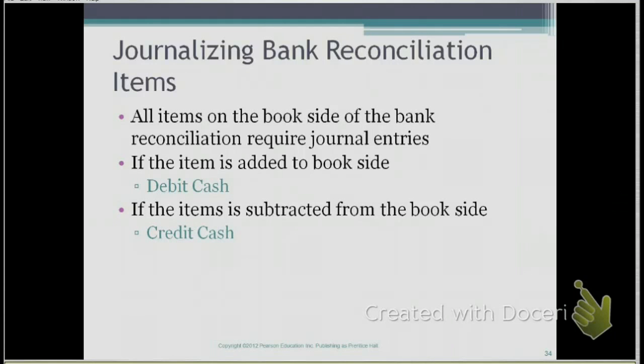Be sure to practice several bank reconciliation questions so that you are comfortable with what goes on each side when you're presented with quiz questions and your exam questions.